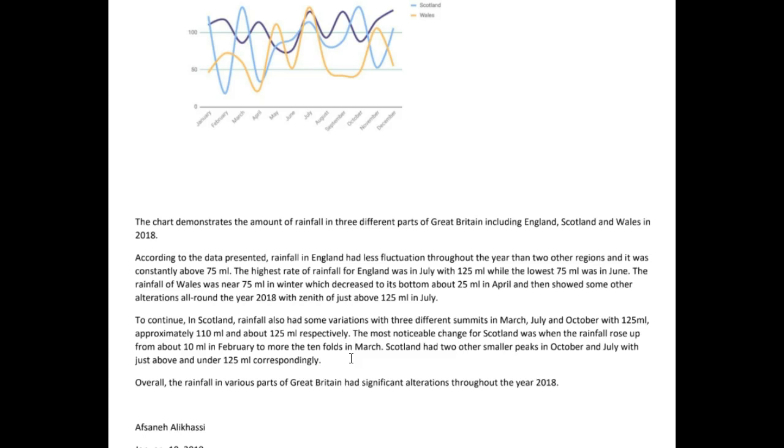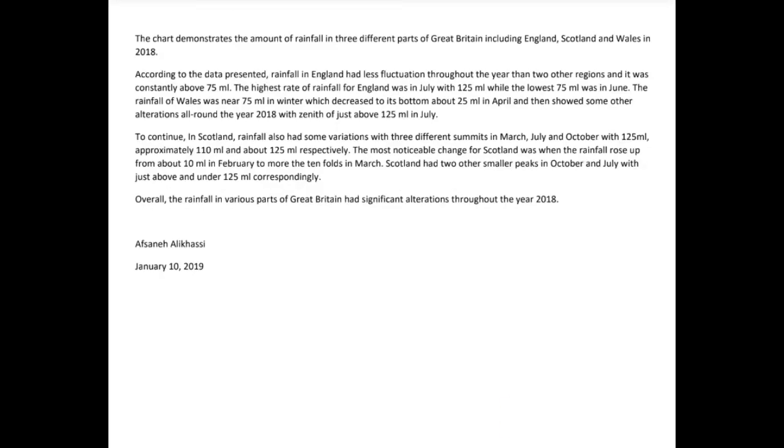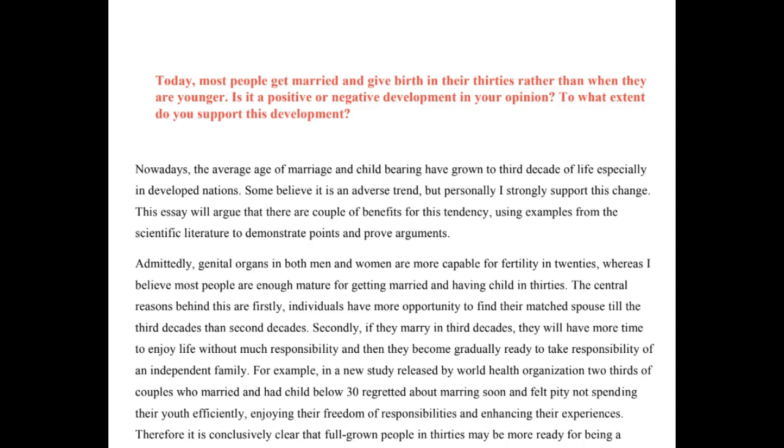Let's see, what else do I want to tell you about this? It was good. I mean, it was appropriate, so no problems at all. All right, let's take a look at your Task 2. Okay, getting married and giving birth in their 30s as opposed to when they are younger. These are interesting questions here. There's a lot going on here, and there's more to this question than meets the eye. So the first question is this a positive or negative development, and to what extent do you support it?